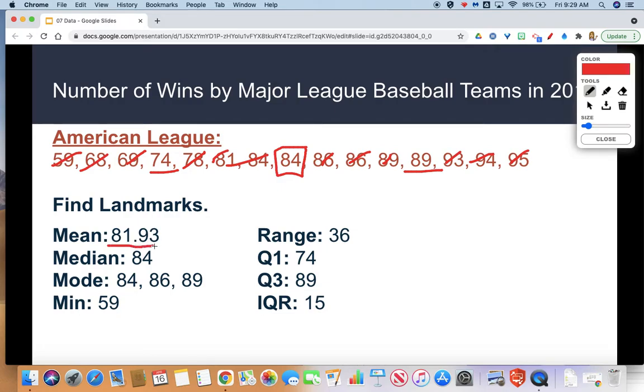My mean, I didn't have that calculated for you, was 81.9 or 93. You can round to the nearest tenth or hundredth. If you did not get any of those, double check that you might just want to go back and try that again on your calculator. This is really good practice for those landmarks.